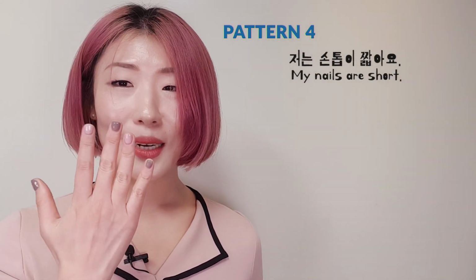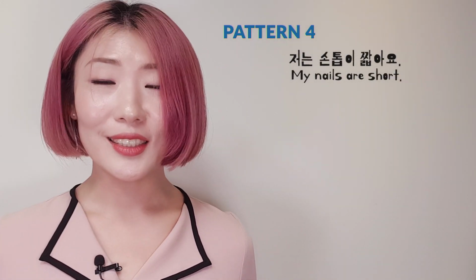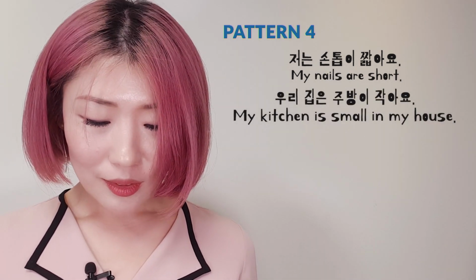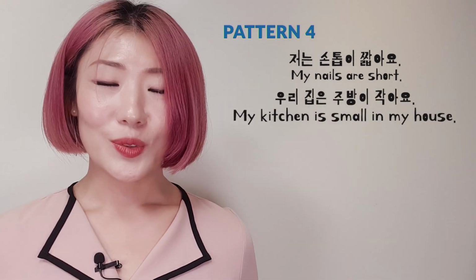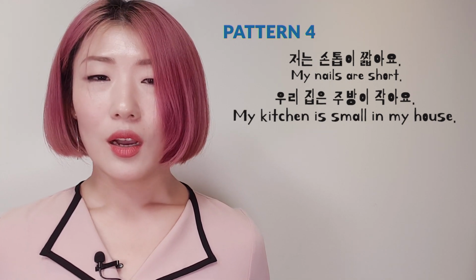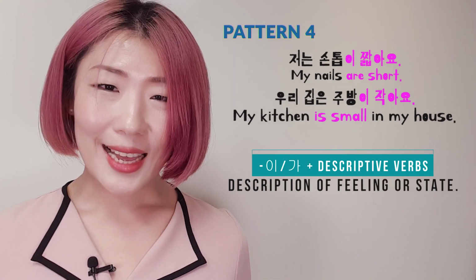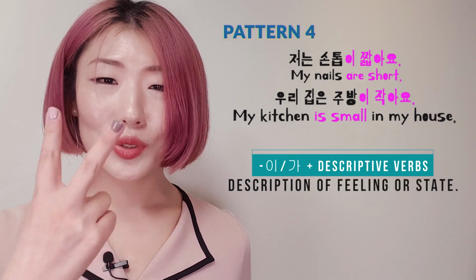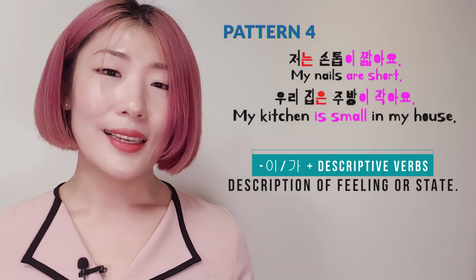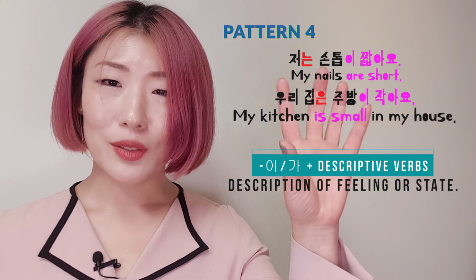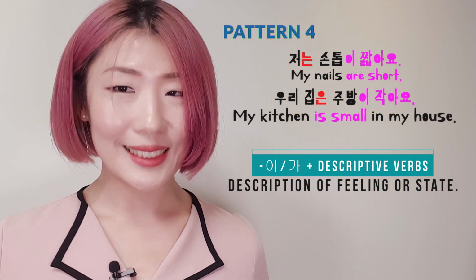And the next. 저는 손톱이 짧아요. And 우리 집은 주방이 작아요. So here, if you want to describe something, we normally use 이가 and describe. Like I said, if you have to use two subject particles, then the main topic has to be followed by 은는. Okay? Alright, that's it.